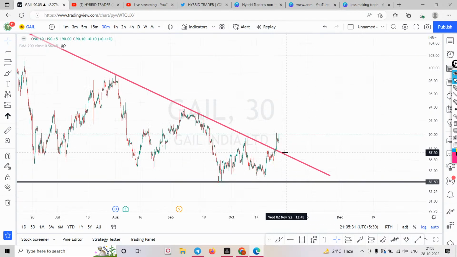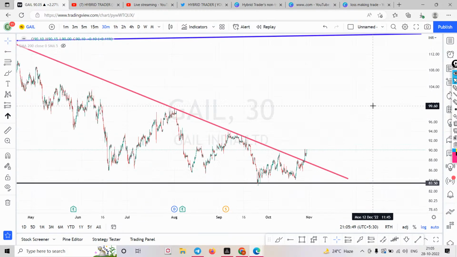Now check this. I took the trade when Gale was standing somewhere here at the resistance. I know either it can come down, and if it comes down, I'll accept the stop loss. If it goes up, it will give me like 17%. Within 2 days, it gave me almost 17%. So now, why did I close the trade then?